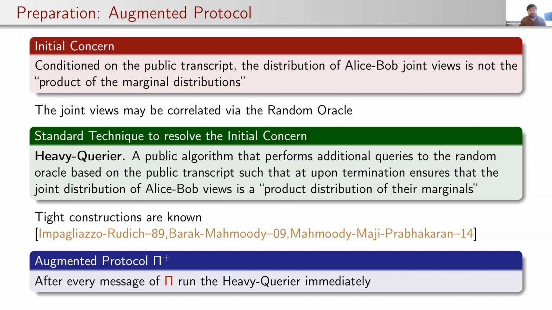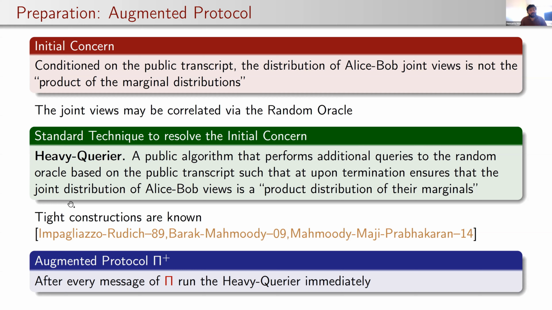After the heavy query terminates, at that point, again, we can assume that Alice and Bob views are independent, conditioned on the newly evolved transcript. However, the evolution of the transcript itself is correlated with the private views of Alice and Bob. This subtlety is the crux of the complexity of analyzing protocols in the random oracle model.